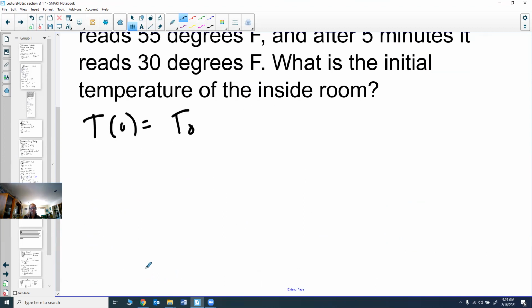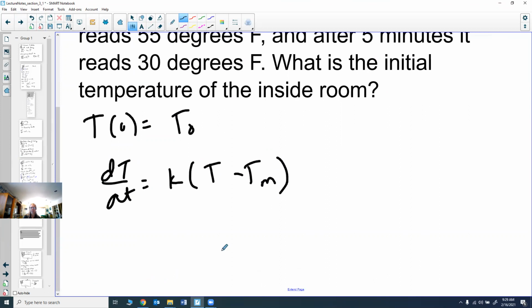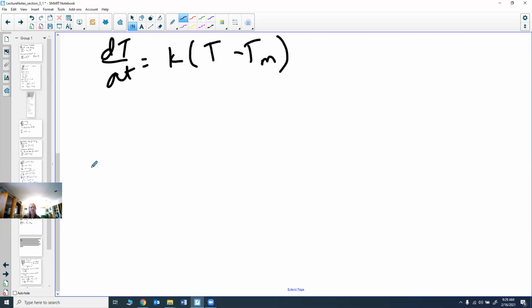Again, we have that dT/dt is equal to k times (T minus T sub m). And so we have this equation already. We've already been dealing with it. We already know the solution. If you want to, you can solve it again. It's not going to change any. So we already know what this solution is.